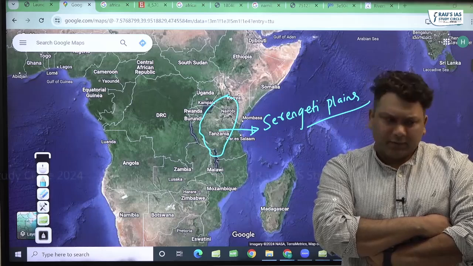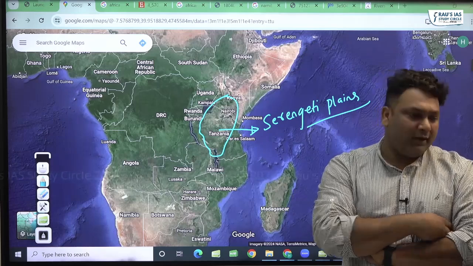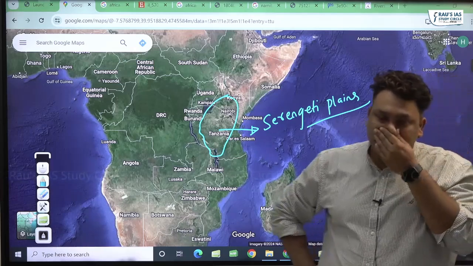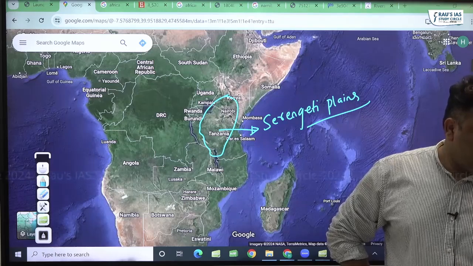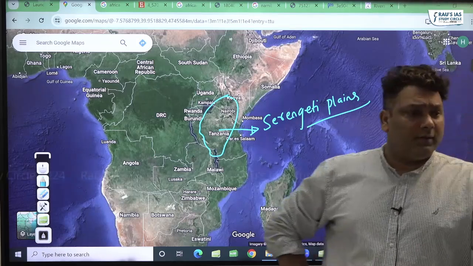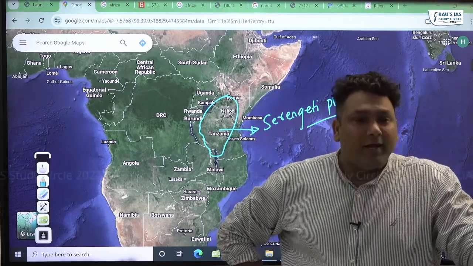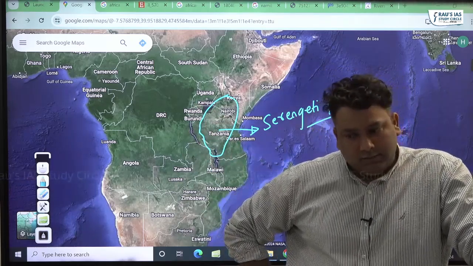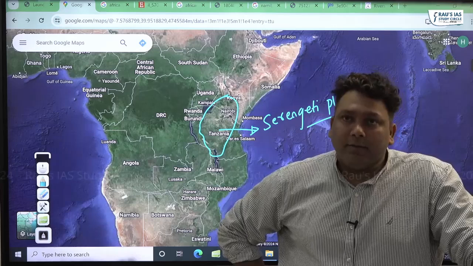One of the largest concentrations of mammal species, because you have a lot of grasslands over here. If you have grasslands, you'll have large herbivores. And when you have large herbivores, you'll have large carnivores also. So this region is also called big game country, because here licenses are provided for hunting.